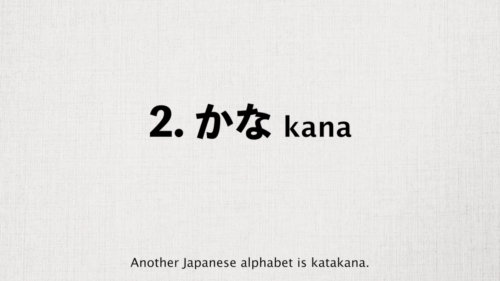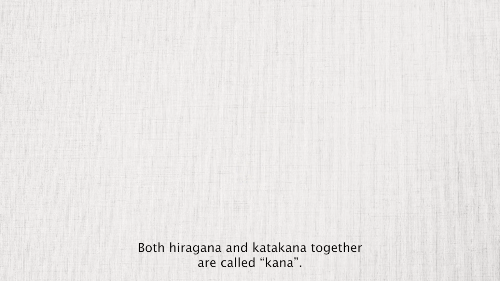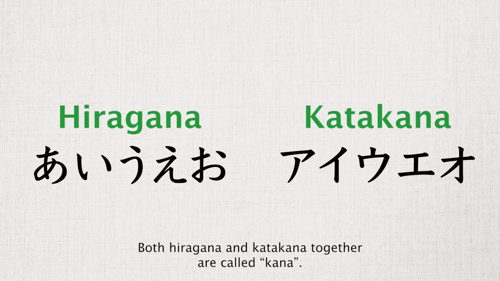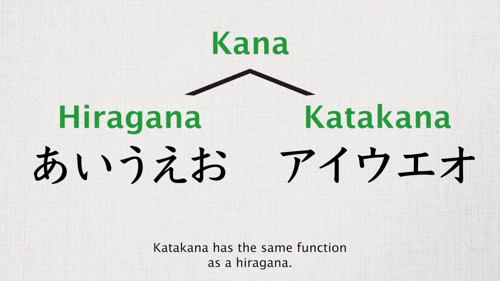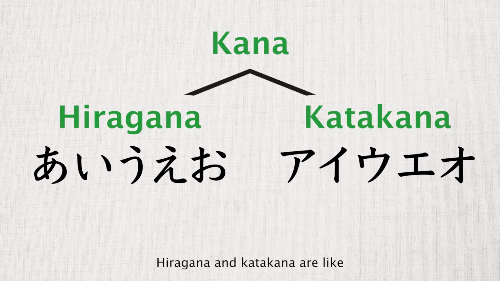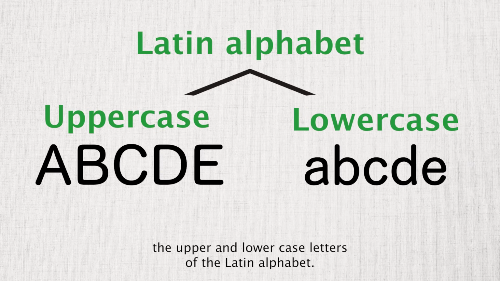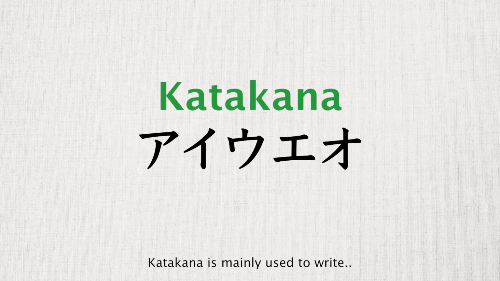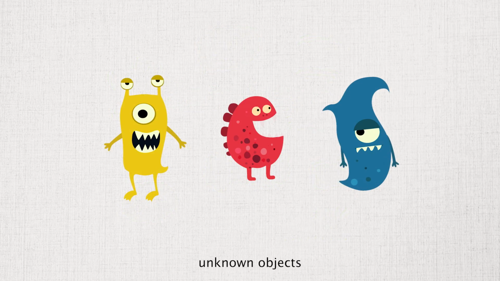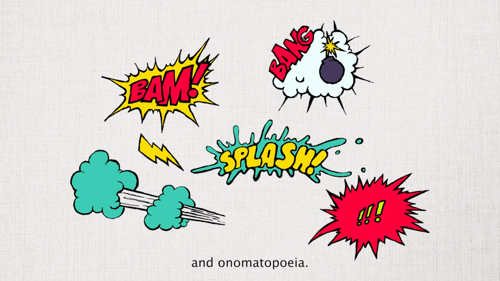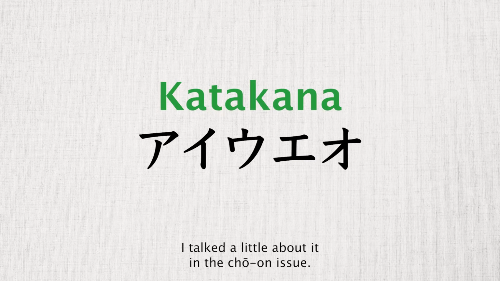Another Japanese alphabet is Katakana. Both hiragana and katakana together are called kana. Katakana has the same function as hiragana. Hiragana and katakana are like the upper and lower case letters of the Latin alphabet. Katakana is mainly used to write foreign words, unknown objects, and onomatopoeia. I talked a little about it in the tone issue.